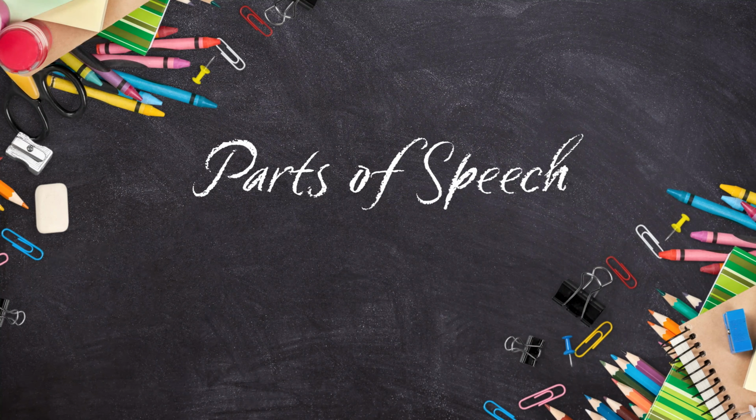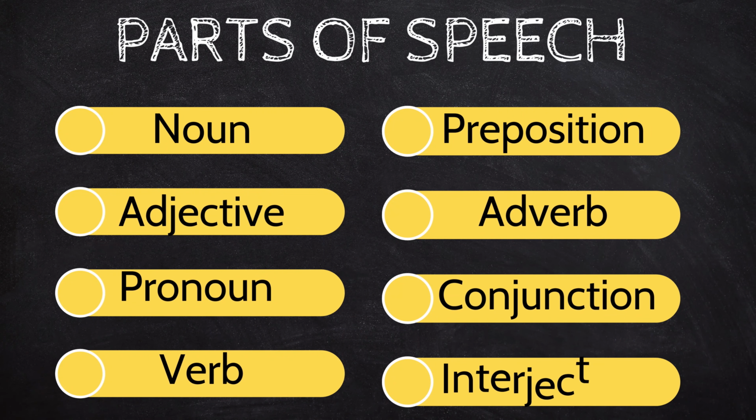Parts of speech. There are 8 parts of speech in the English language: noun, adjective, pronoun, verb, preposition, adverb, conjunction, and interjection. These 8 parts of speech constitute the English language and they help us speak English more efficiently. When we learn these 8 parts of speech, we can speak English better and fluently.